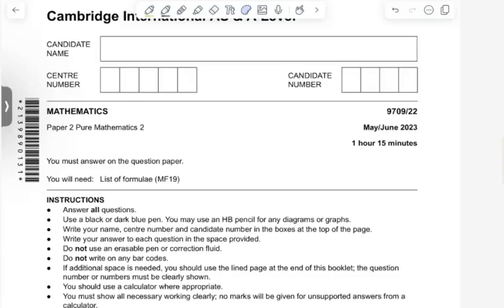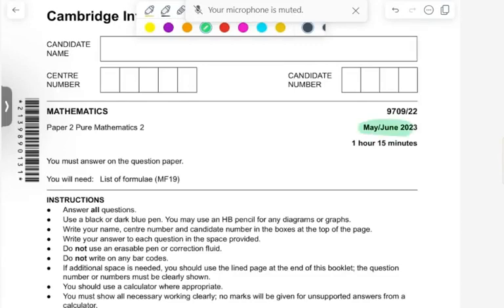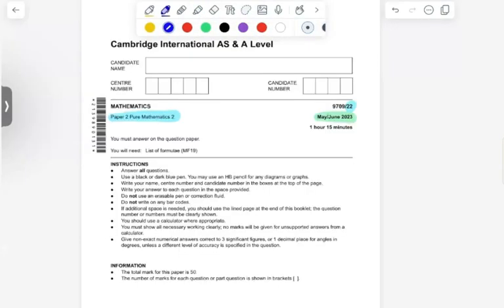Hello everyone, today I'm going to be solving this paper with you. It is the May-June 2023 paper, and this is for Pure Maths 2, Zone 2-2. Let's just jump right into it.